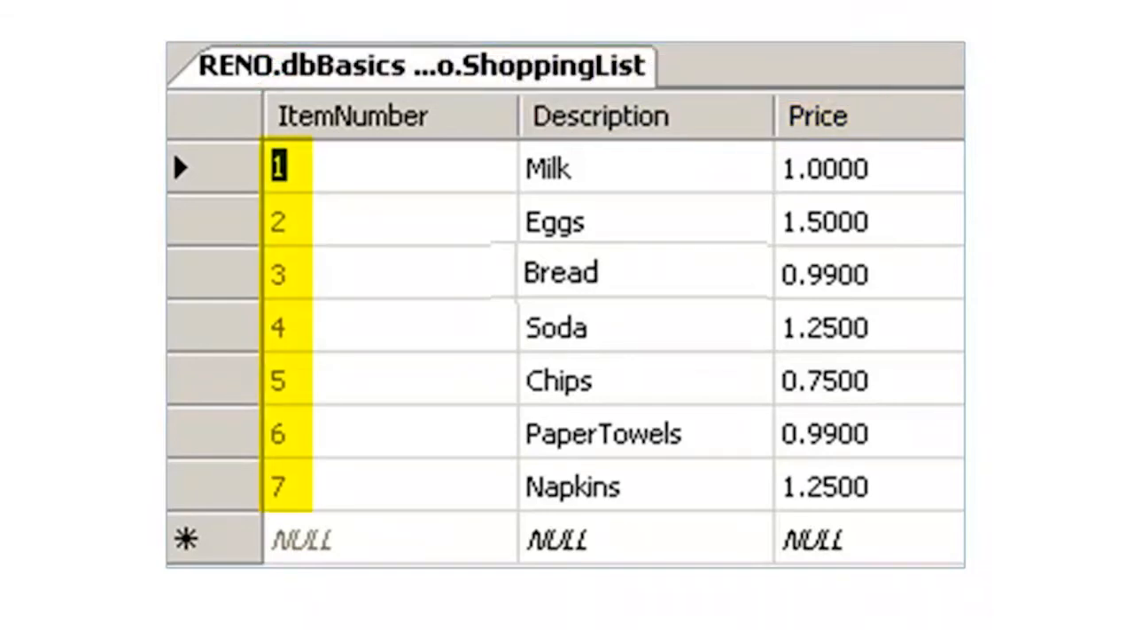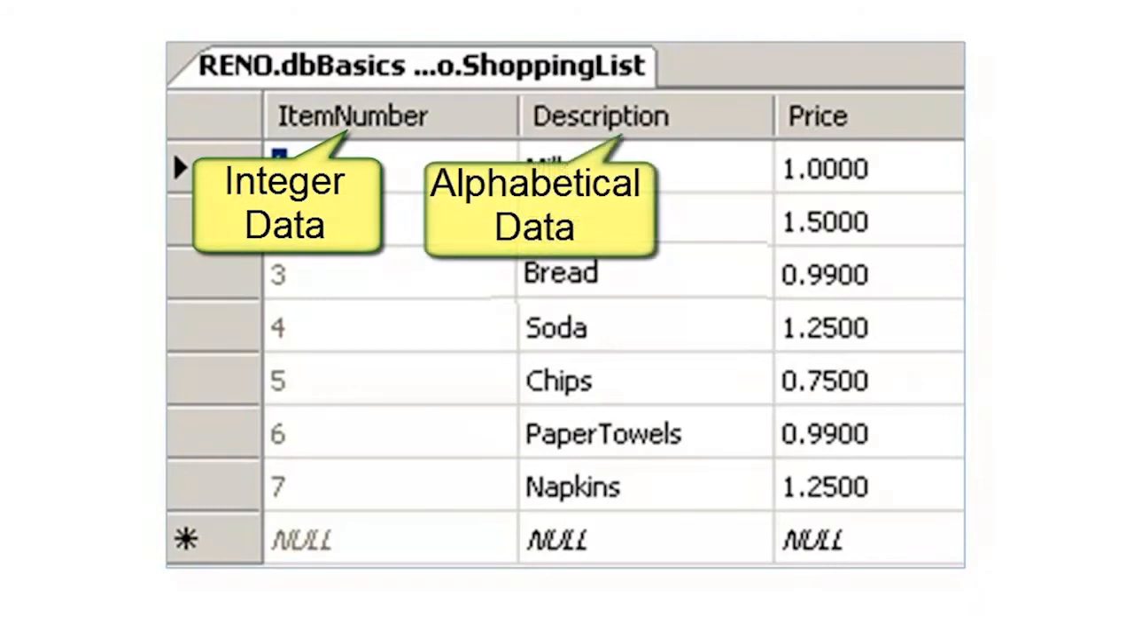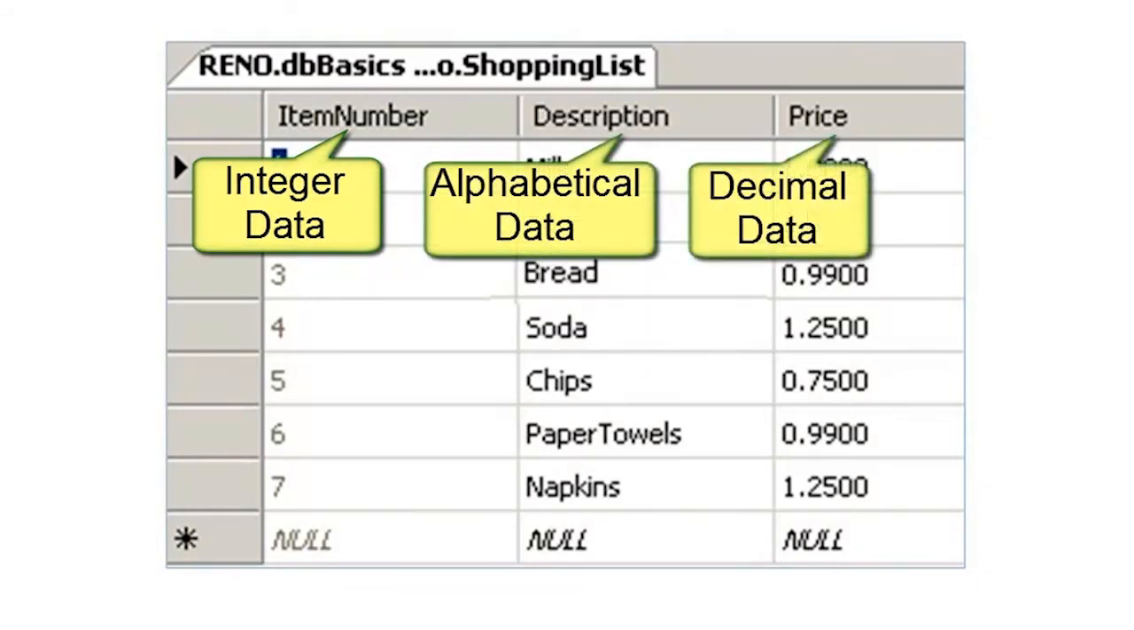Oftentimes, the first field is numeric or some other identifier to help prevent duplicates. For example, we don't want to have 2 items numbered 4. Now, a business might have 2 employees named David, but each employee would have a different employee number. The fields offer you more than just a name atop your data. You can see we have integer data for the ID, alphabetical data for the description, and decimals for the price. It seems clear what type of data is acceptable for each field of any given record.